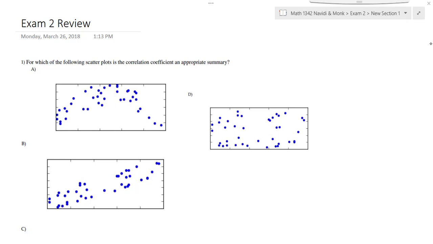Exam 2 review. This is a long review, however, it's designed to give you extra practice and cover everything that might possibly be on the test. Your test will only be about 25 to 30 questions long, so don't worry about that.